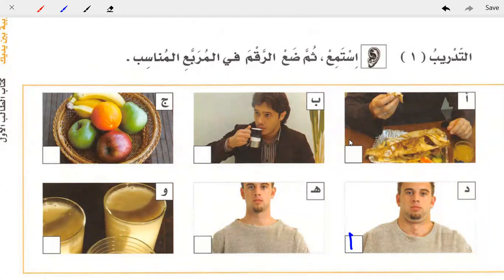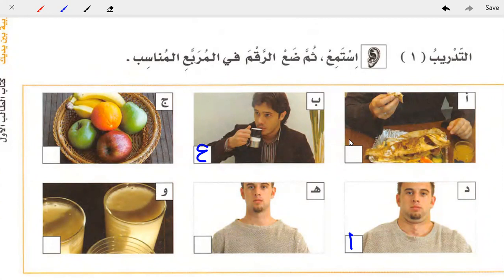Salihun Yashrabu Shai. You will write four on this one. Al-faakiyatu al-maida. You will write five on this one.